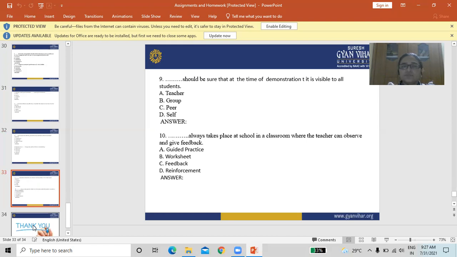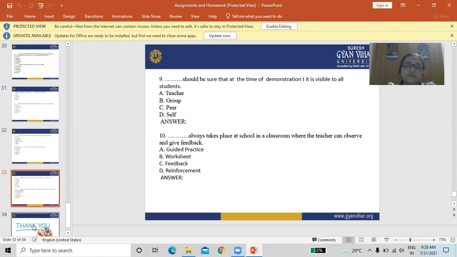Next MCQs, the blank should be sure that at the time of demonstration, it is visible to all students. Option A, teacher. Option B, group. Option C, peer. Option D, self. You have 4 options. And next MCQs, fill in the blank always takes place at the school, in the classroom, where the teacher can observe and give feedback.